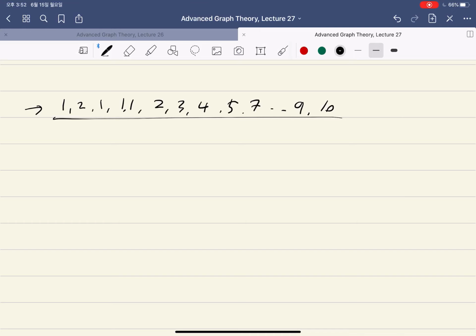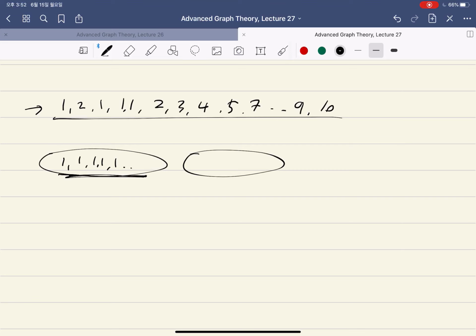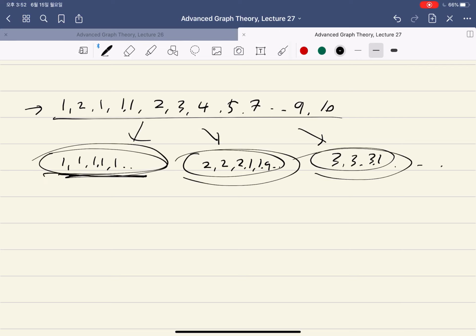Here, what you want to do is make a partition so that it gives you some uniformity. So we want to partition this so that here we have 1, 1, 1.1, 1. So all the numbers here are somewhat close, and 2, 2, 2.1, 1.9, and here 3, 3, 3.1, and so on. So you want to partition them into finitely many parts so that within each part the numbers are close. If we want to prove this, how can we prove it?